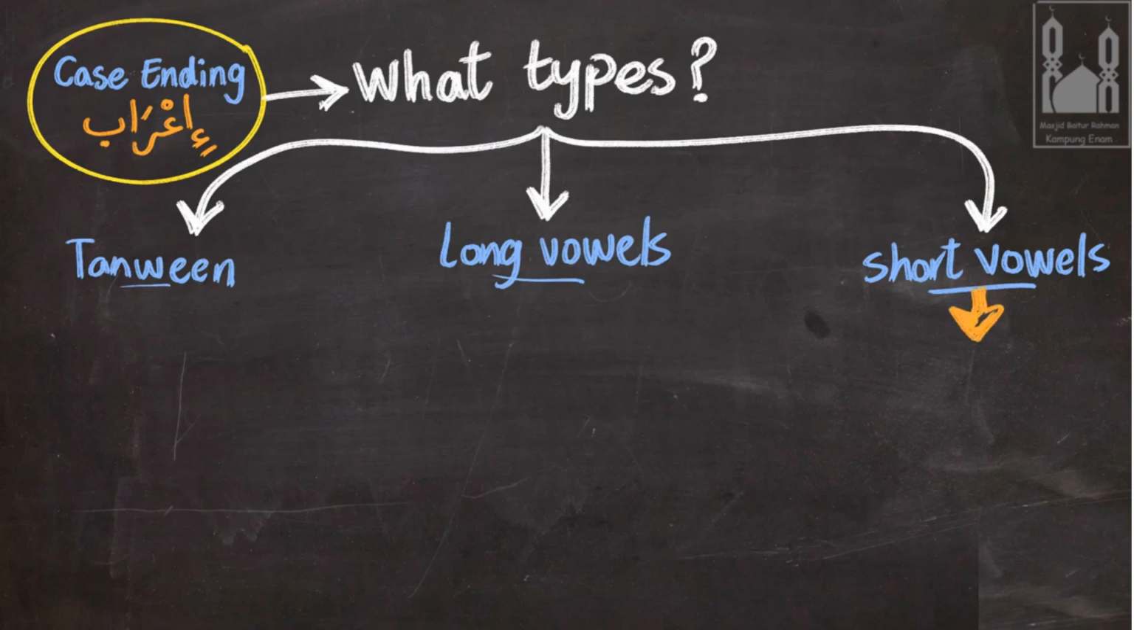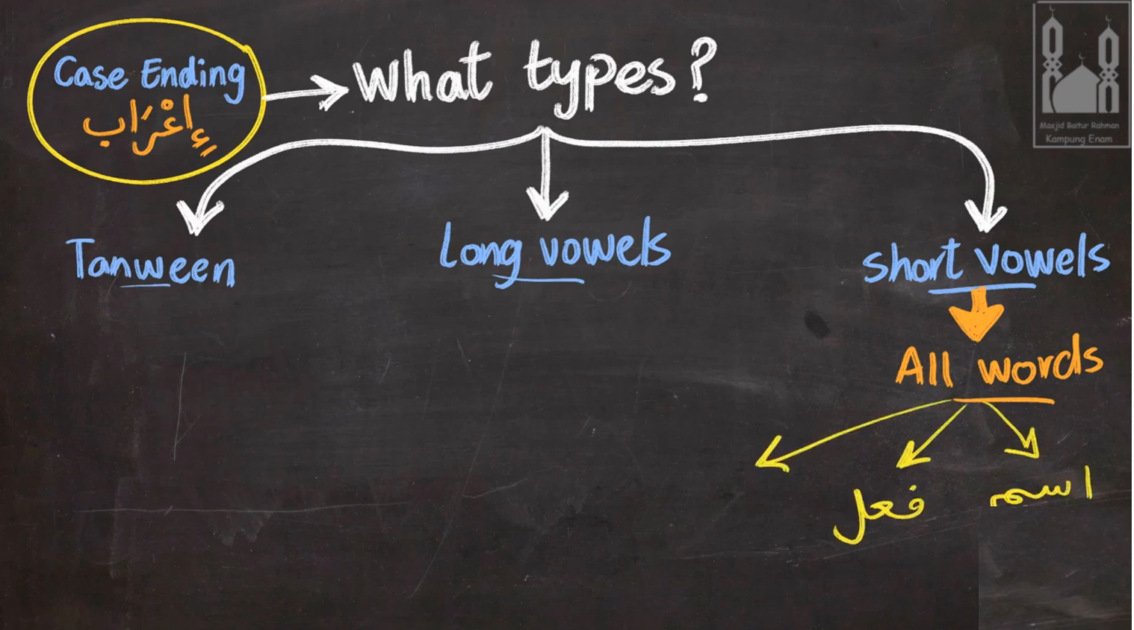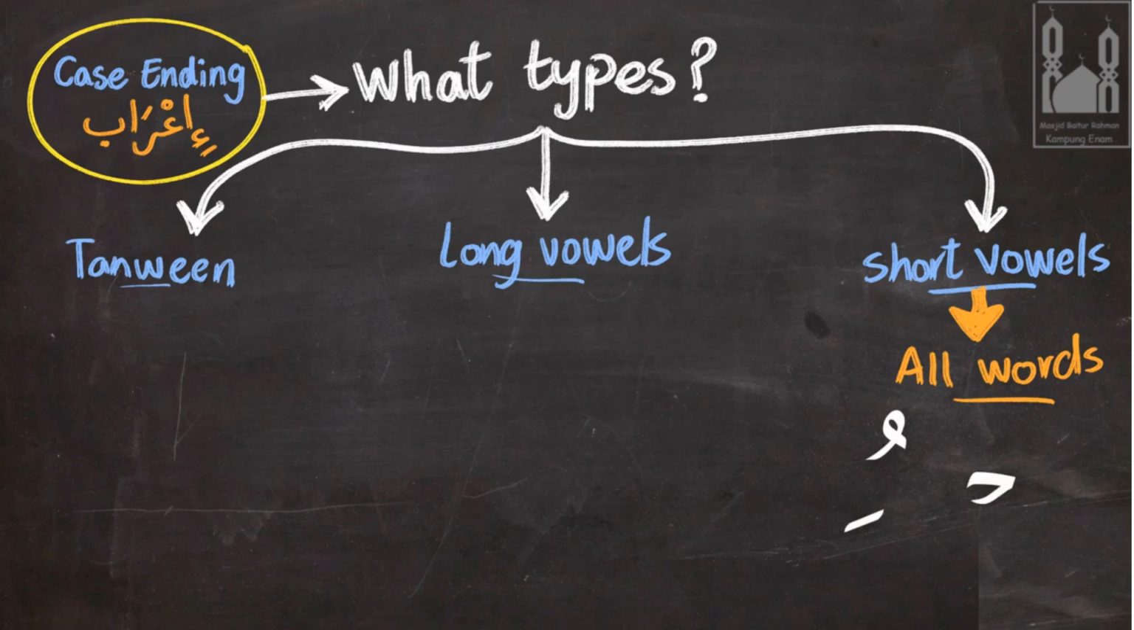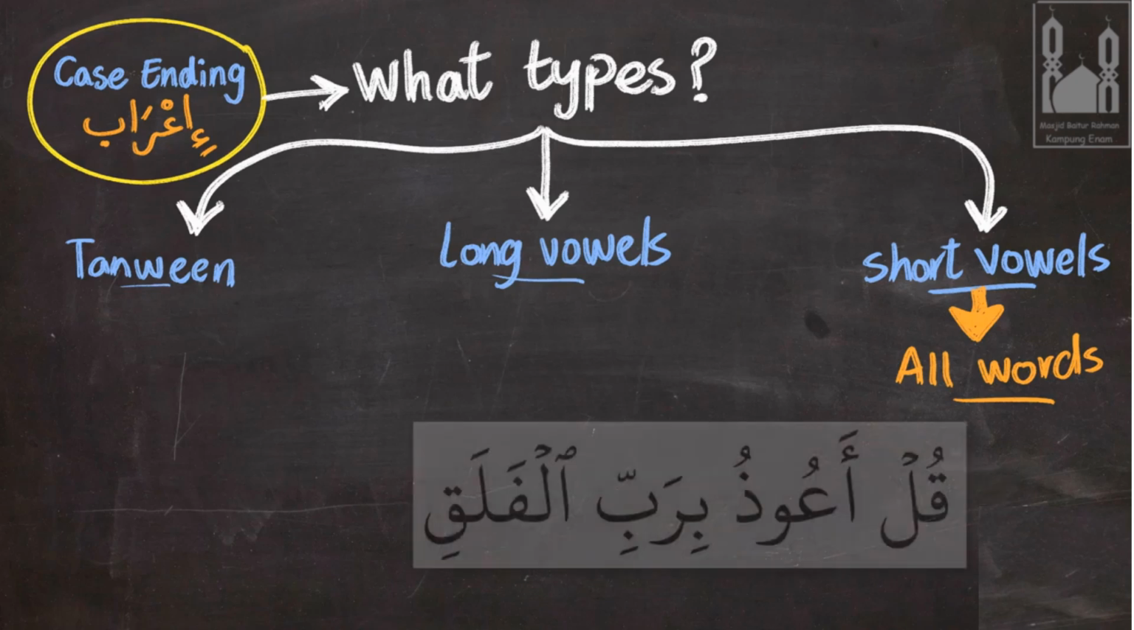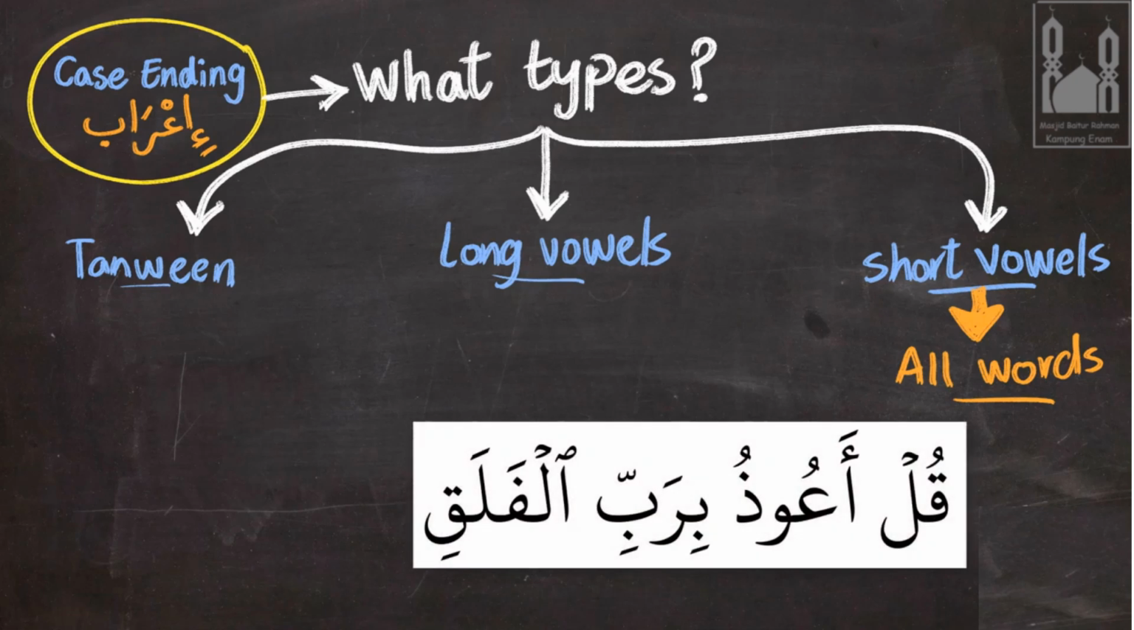Short vowels are found in all three types of words, so nouns, verbs, and prepositions. They are the signs of tashkil, including the sukun or no sign at all in the Quran. Like in this example, قُلْ أَعُوذُ بِرَبِّ الْفَلَقِ. Here we see that the word قُلْ ends with sukun. The word أعوذ ends with ضمة. The word بِرَبِّ ends with kasr. So these are the case endings of short vowels.